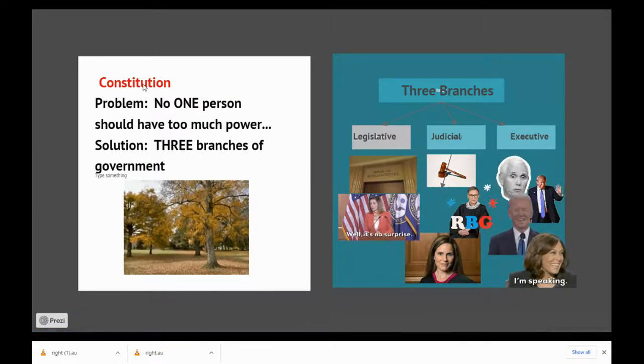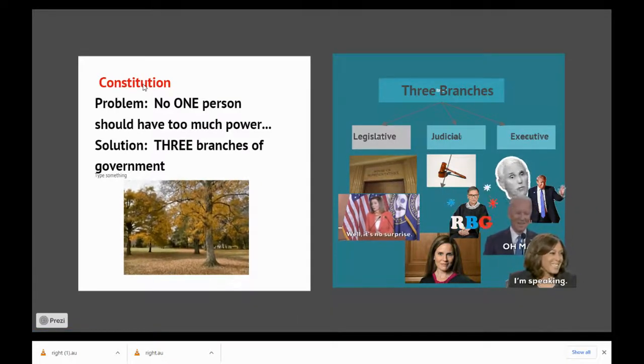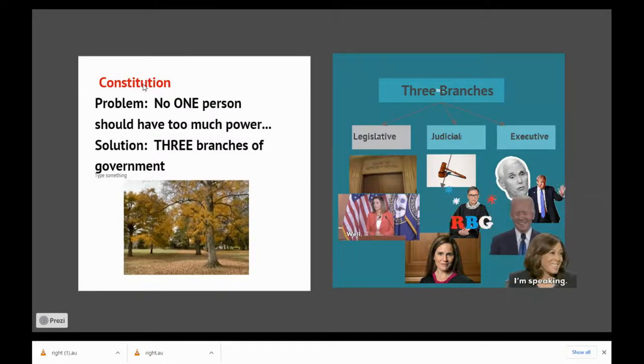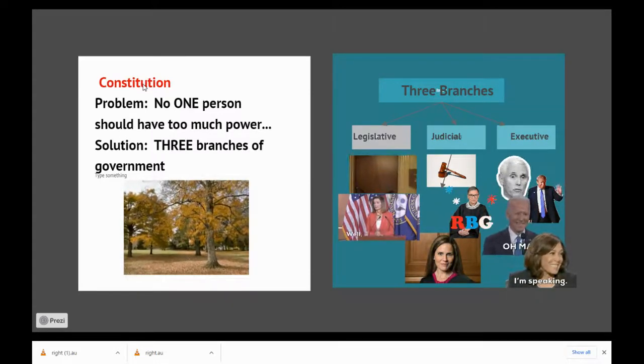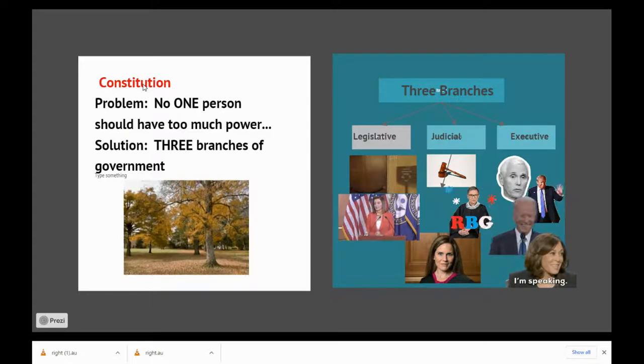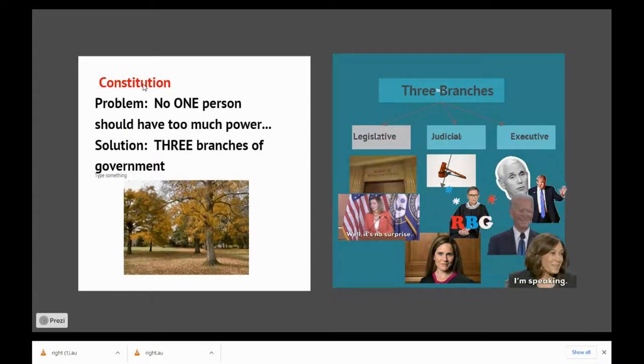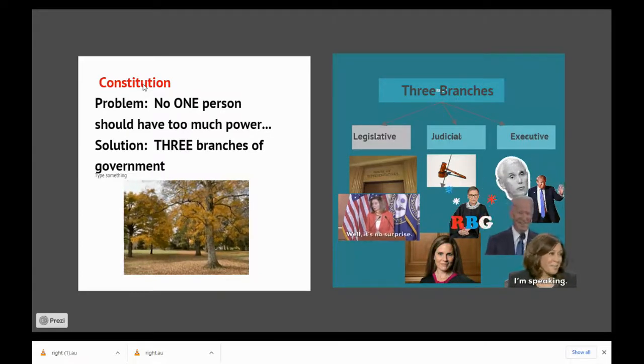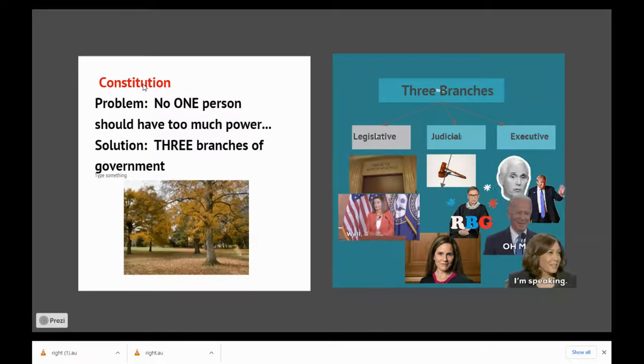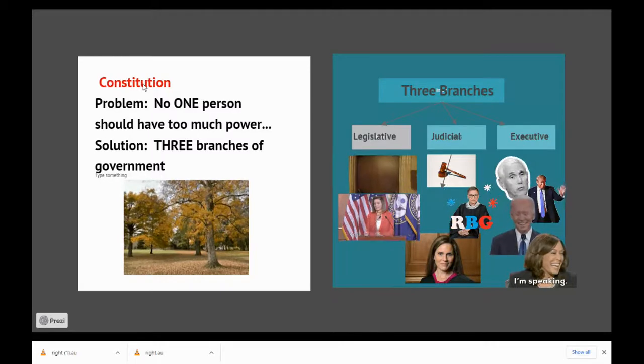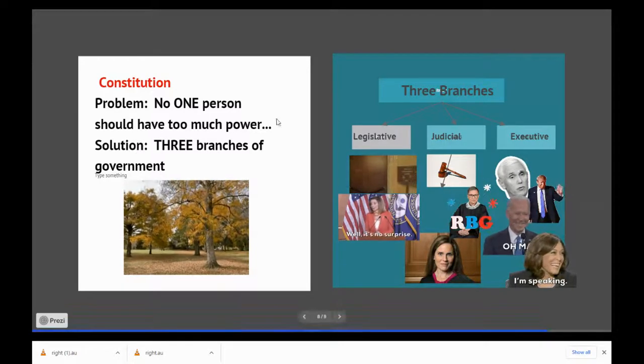As soon as they passed that Constitution, right after they did that, they included something called the Bill of Rights. And they included 10 rights that every single person gets, and none of the laws can take those rights away from you. Okay, so later as you get bigger, you'll learn what those rights are.